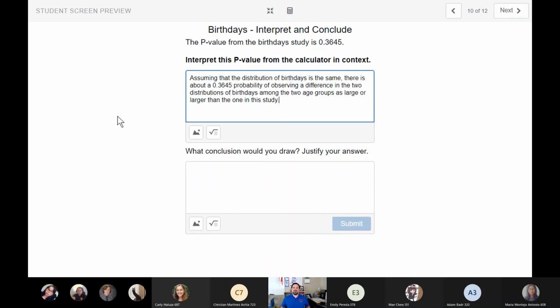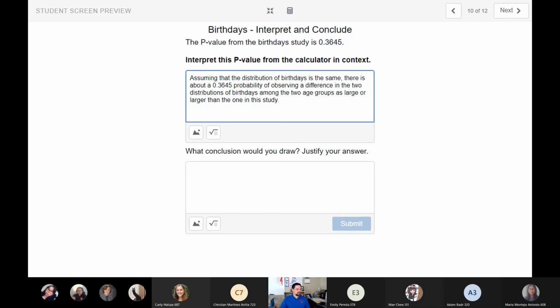All right, so here's one possible way to interpret the p-value from the calculator in context, assuming that the distribution of birthdays is the same, which is another way of saying that there is no difference in the distribution of birthdays. There is about a 0.3645 probability of observing a difference in the 2 distributions of birthdays among the 2 age groups as large or larger than the one in this study. That is what this proportion represents, the chances of seeing the results that we saw if the null hypothesis were true.